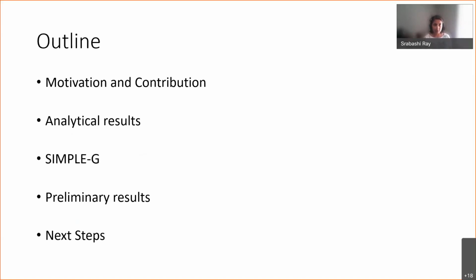Here's a very brief outline of the rest of this talk. I'll use a simple two-input analytical model to highlight why modeling labor markets more realistically matters. Then I'll describe the SIMPLE-G model, which I use to conduct this analysis. I'll briefly go over some preliminary results and give you a preview of where this is headed in conclusion.